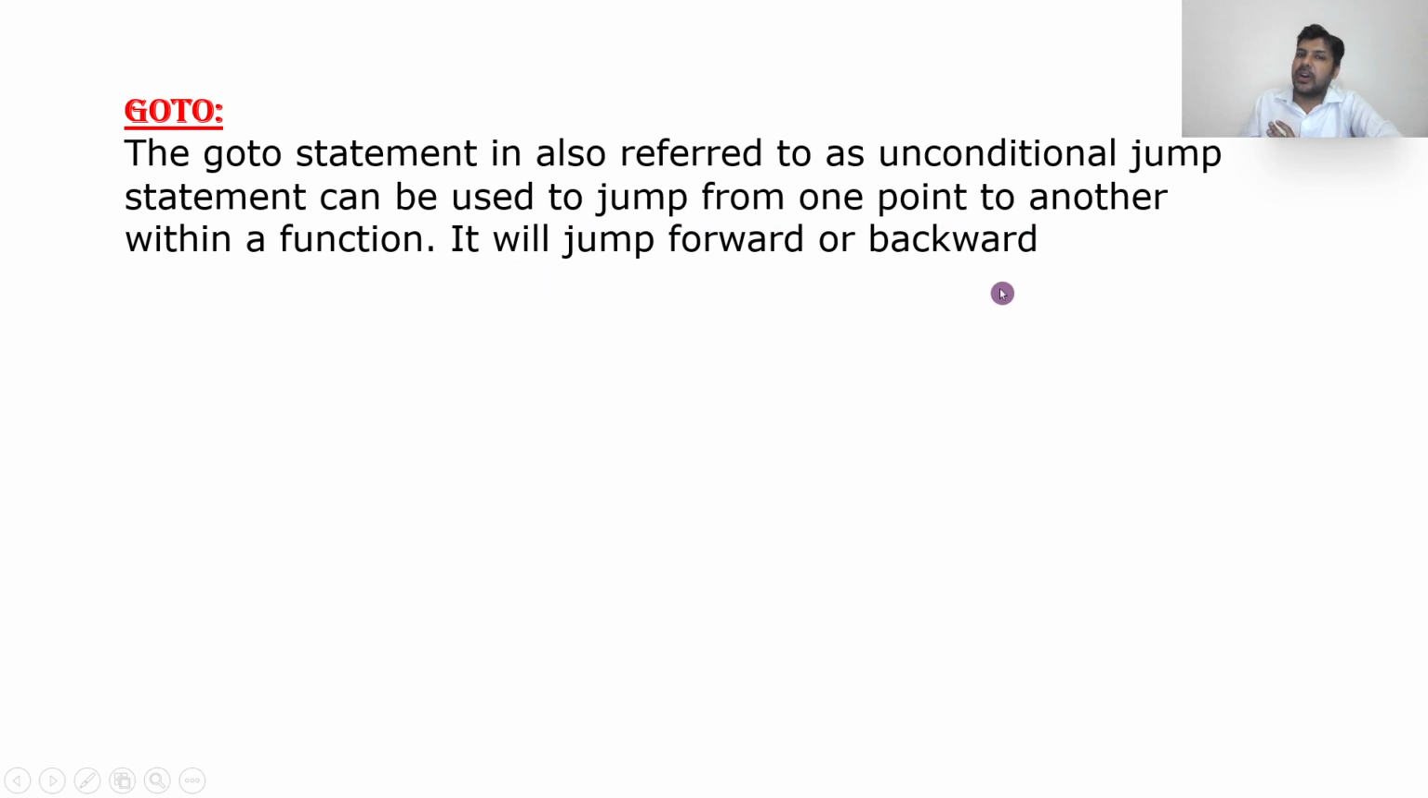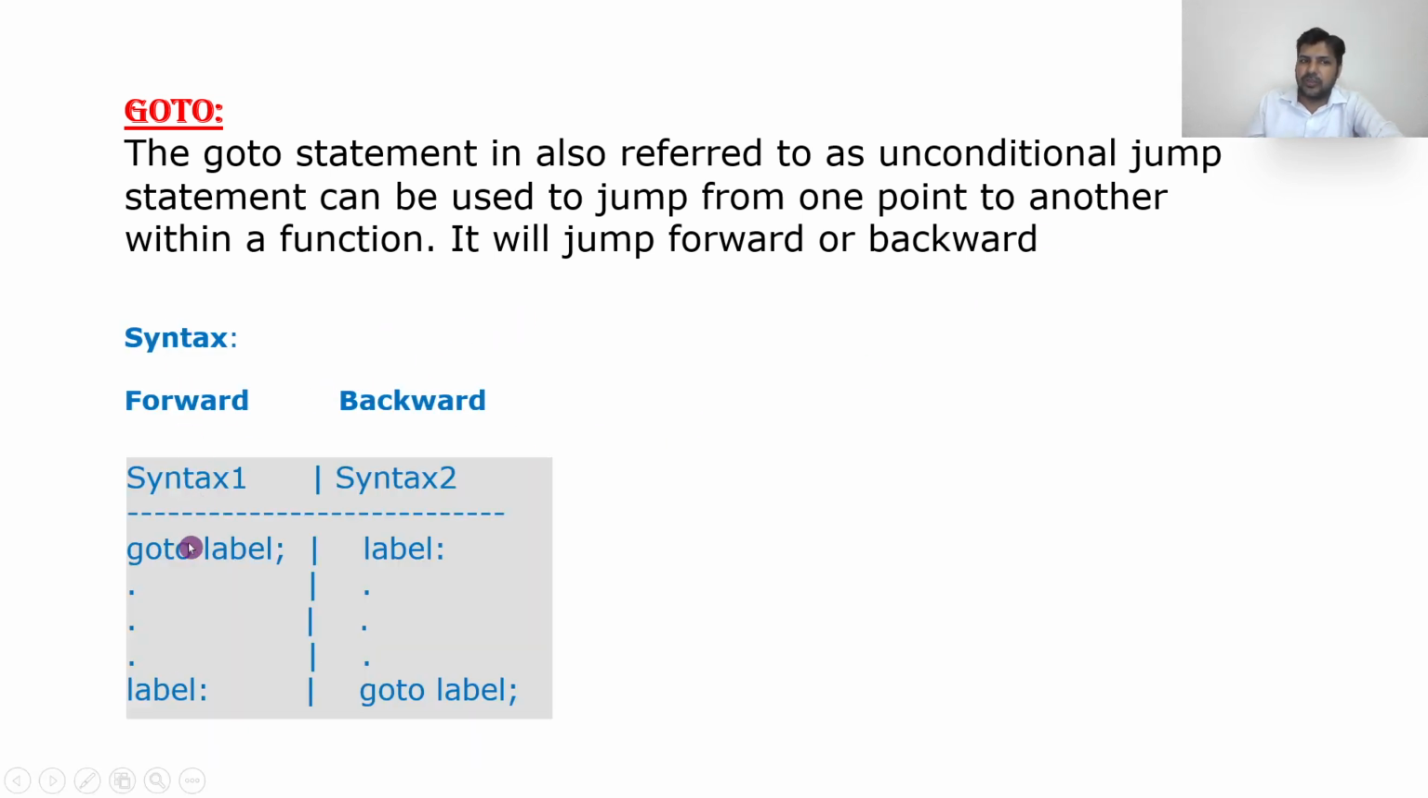It will jump forward or backward. See, goto can jump forward or backward. That means it can go back to the previous lines, or it will skip the next lines. It can do both. So it can jump to the previous code, or it can skip some remaining lines and go somewhere else, right? So this is the forward jump, or forward goto statement, and this is the backward goto. We can say forward jump or backward jump.